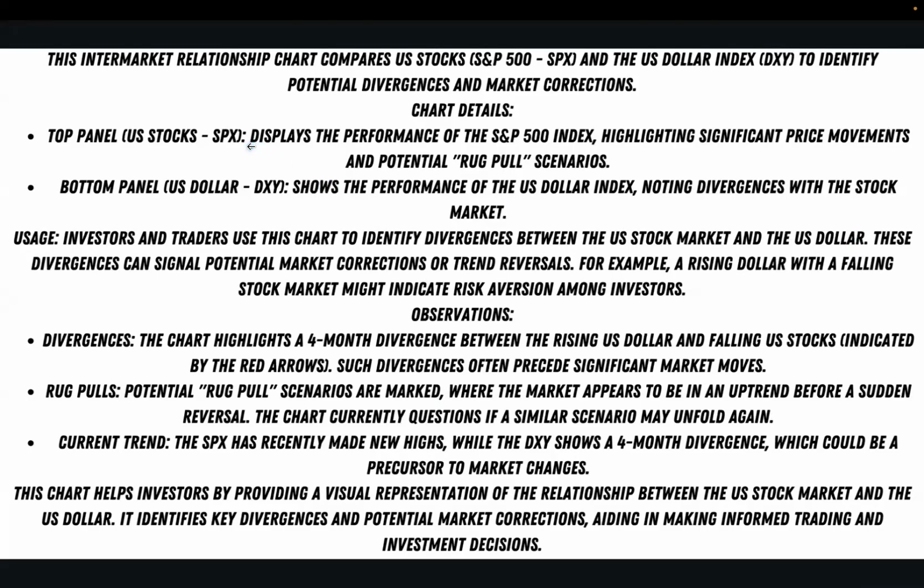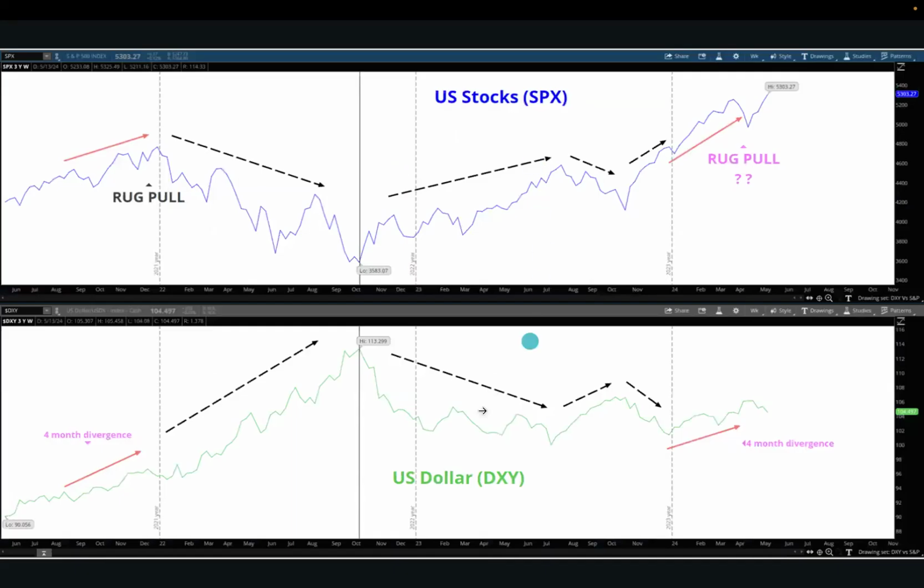Now, the chart highlights specifically a 4-month divergence between the rising US dollar and falling US stocks, indicated by the red arrows. Now it says divergences here, but they're already moving separate of each other. But this is diverging from their normal path. All right. So what do we mean by that? Well, we talked about how normally you see the dollar moving up and stocks moving down. We had this 4-month period here where the dollar was going up and the stock market was also going up.